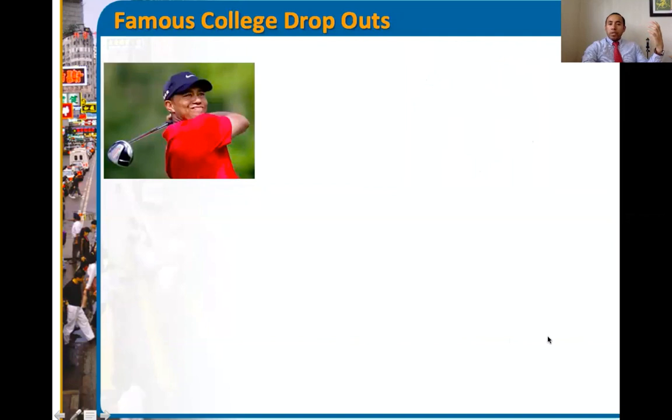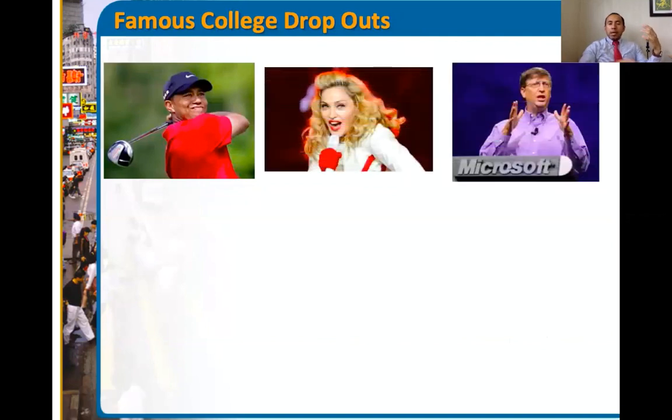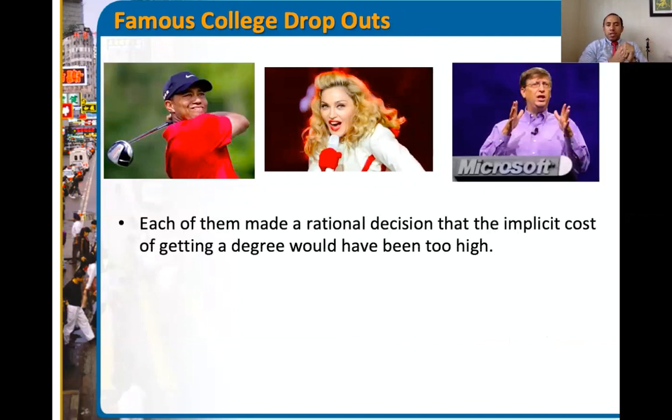Now, Tiger Woods, for example, Madonna and Bill Gates, the wealthy, the extreme outliers, may have a higher financial standing, but all of them understand that it's rational to make economic decisions that consider both implicit and explicit costs. For them, in this case, the implicit cost of getting an education might have been a little bit too high or a little bit significant. So they made the decision to be the best golfer, be the best singer, and of course, Bill Gates to fund and start Microsoft. So in these cases, the implicit costs are quite substantial.